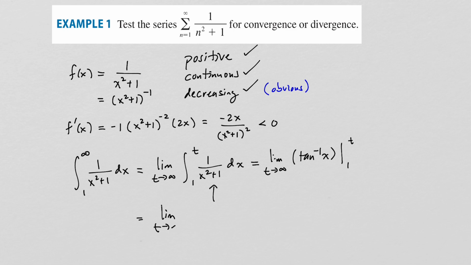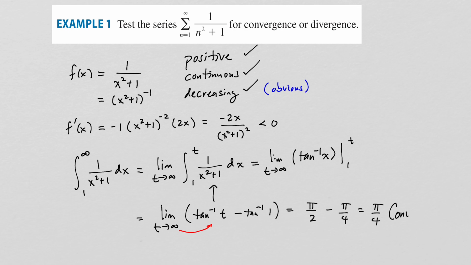And we'll keep going here using the fundamental theorem of calculus. We get the inverse tangent of t minus the inverse tangent of 1. And as t goes to infinity, the inverse tangent of t goes to pi over 2, minus, and then the inverse tangent of 1 is pi over 4. And so the value of this integral is pi over 4, which means the integral converges.